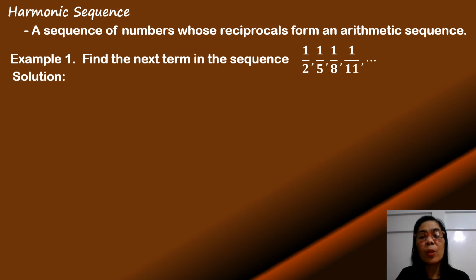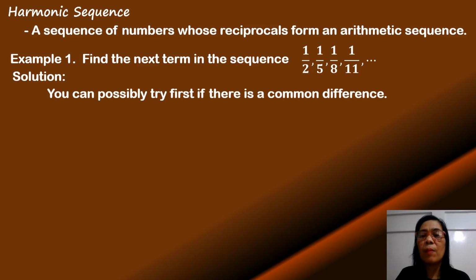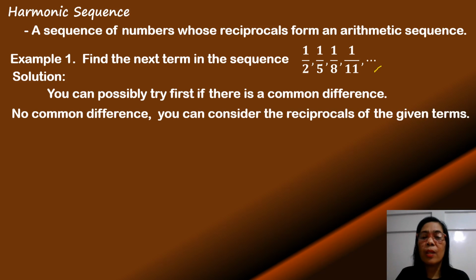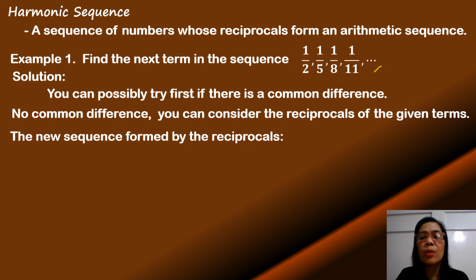So our first attempt in solving sequence of numbers is to determine if you can find an equal difference of consecutive terms. So you can try that one in the original given sequence of numbers. But you will notice that at any level of differences, there is no common difference. And so therefore, we can proceed with trying to observe the reciprocals of the given terms. So the reciprocal of these terms in the original sequence will be 2, 5, 8, and 11. So we have now again another list of numbers in here.